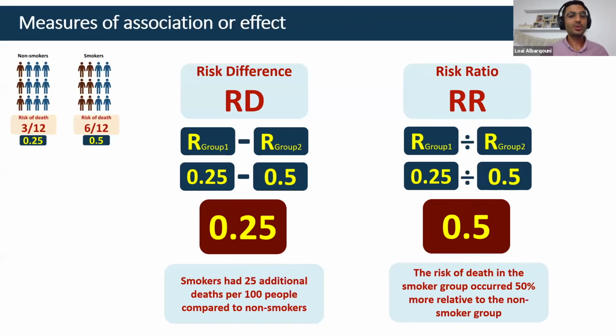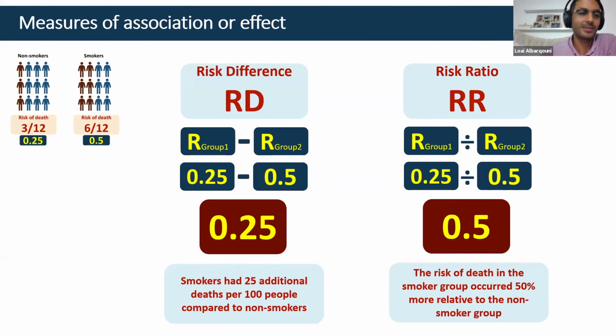The number needed to treat, or if you are talking about harm, the number needed to harm, is just one over the absolute risk difference. So one over 0.25, which is, can anyone calculate this one? So one over 0.25, would it be four? So what could be the number? Yeah. So four will be the number needed to treat. So you need to treat four.